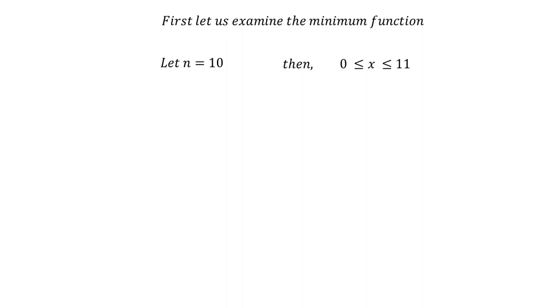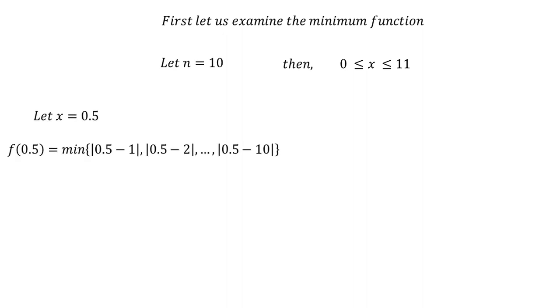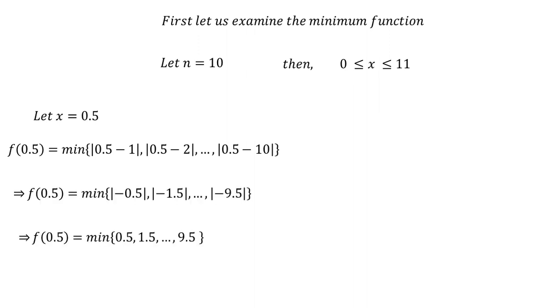If we take x to be 0.5, then f(x) is the minimum of |0.5-1|, |0.5-2|, |0.5-3|, till |0.5-10|. The values after subtracting and taking the modulus are 0.5, 1.5, 2.5, 3.5, 4.5, 5.5, 6.5, 7.5, 8.5, 9.5. Among these the minimum is 0.5, so f of 0.5 is 0.5.